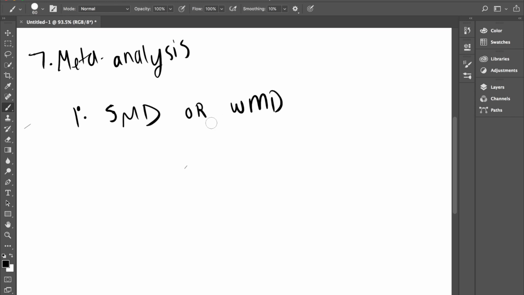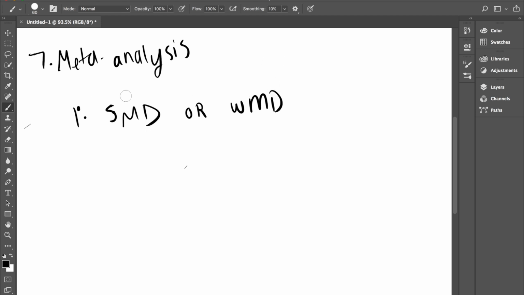So weighted mean differences are used when every single included study has used the same outcome measure for whatever it is you're looking for. So let's say your outcome is pain. If they've all used the pain NRS scale, for example, then you can use a weighted mean difference, and you can just average the score together and find a score.